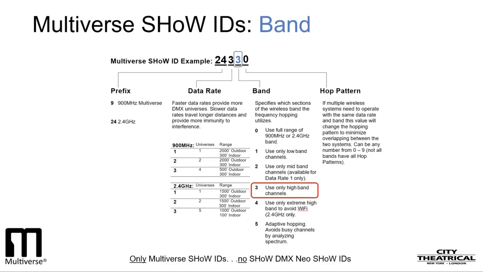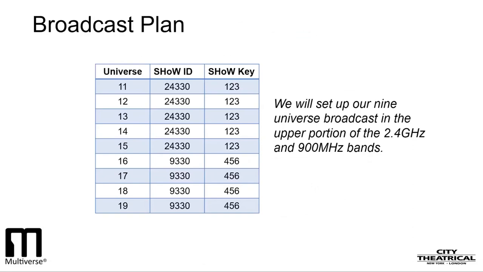We'll also set a show key for each radio. The show key is an optional 3-digit extension of the show ID to prevent inadvertent interference from any other multiverse system in the area set on the same show ID. That required a bit of planning and thinking about our show, similar to what we do in planning, hanging, and patching the lighting fixtures in our show. Good planning and paperwork are always a plus.